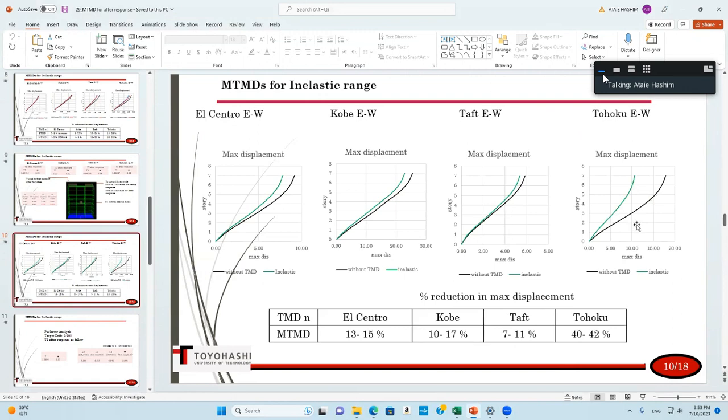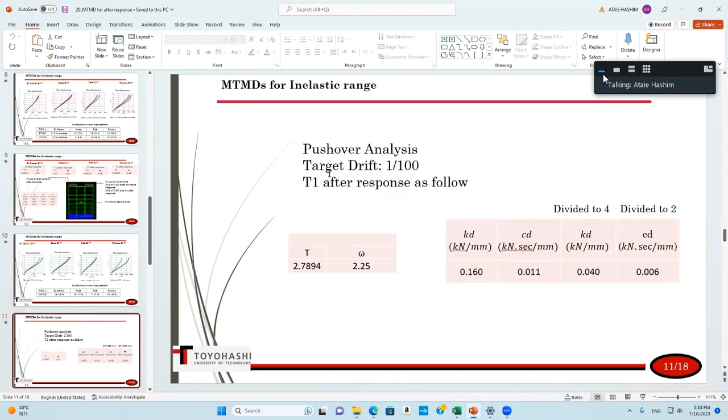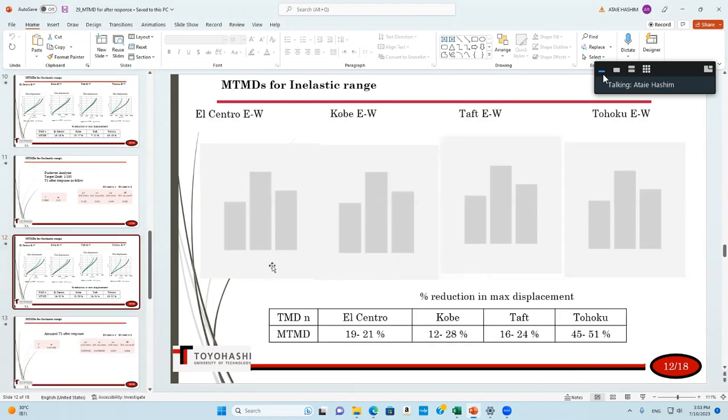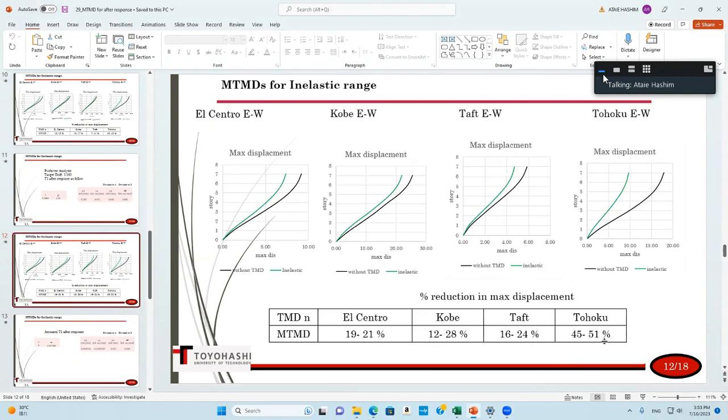So here there is a little better result, but it is not trustable because I did a pushover analysis by target drift and I got a T of 2.7. So based on this period, I calculated these values for a single TMD. We can see that we get better results.